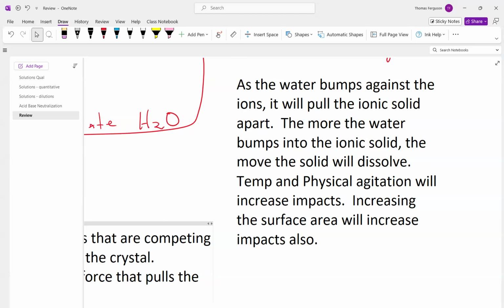So there are three factors that affect the dissolving: temperature, physical agitation, and surface area. Increasing any of them will make the dissolving go faster. Increase the temperature, increase the physical agitation, in other words, when you're stirring it a little bit or stirring it a lot. Surface area: a big chunk versus the same amount of mass in little pieces will dissolve faster. Powdered sugar and granular sugar are a good example. And that's the qualitative part of solutions.